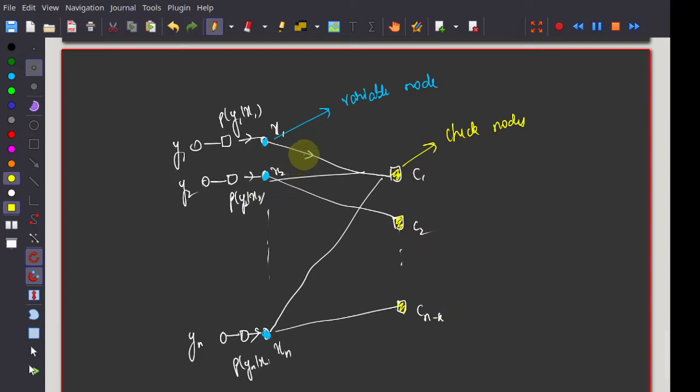So in parallel, I'm going to compute these many messages, one for each edge, from each variable node to each of its neighboring check nodes. And once I compute all of these messages, I'm going to compute another set of messages from each check node to each of its neighboring variable nodes. So that is going to correspond to one iteration. And I keep repeating these iterations until convergence or until some kind of stopping rule is reached.